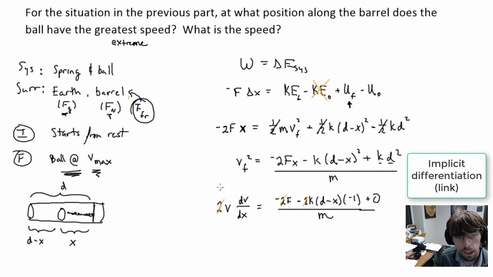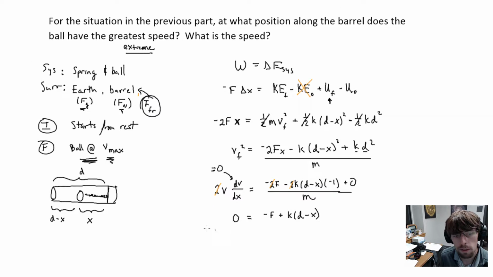Now comes the point of, hey, wait a minute, to find the extreme value, what I need to do is take the derivative and set it equal to 0. So that's what we're going to do. And I get 0 equals, moving the m to the other side, so v times 0 is 0, m times 0 is still 0. So I end up with negative f plus k d minus x. Bit of algebra, f over k equals d minus x, or x is equal to d minus f over k. Boom, got it. Awesome.